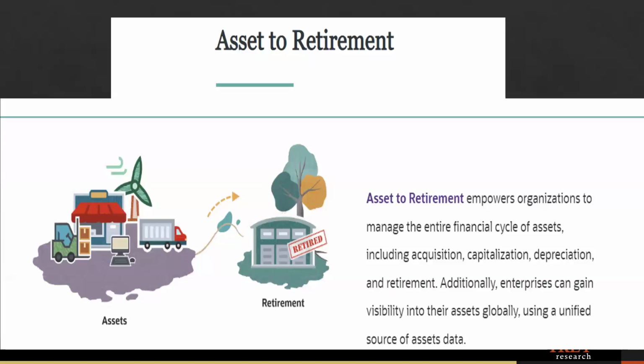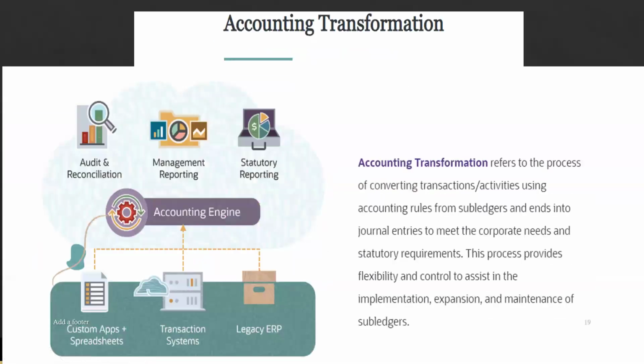In between, in that span of time, we do the repairs for the machinery, and we calculate the depreciation for the machinery. If required, we can sell the machinery, and if we are changing the technology, then we will install new machinery and replace the old. All these activities are considered in the asset to retirement process. So that is the retirement process.